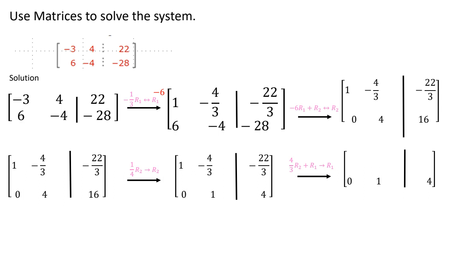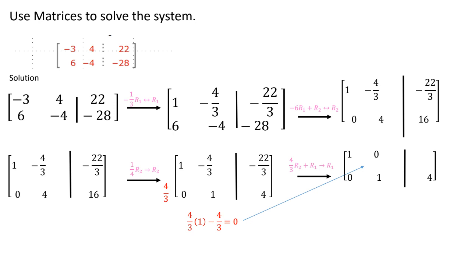And I already got my solution, y is equal to 4, right? But let's get the x. So I'm going to do this operation, 4/3 times row 2 plus row 1, to give me my new row 1. So let's go ahead and do this. 4/3 times 0 is 0, plus 1 is 1. That goes there. Okay, let's do it again. 4/3 times a negative 4/3. 4/3 times 1 is 4/3, minus the 4/3. That is the 0. That goes there.